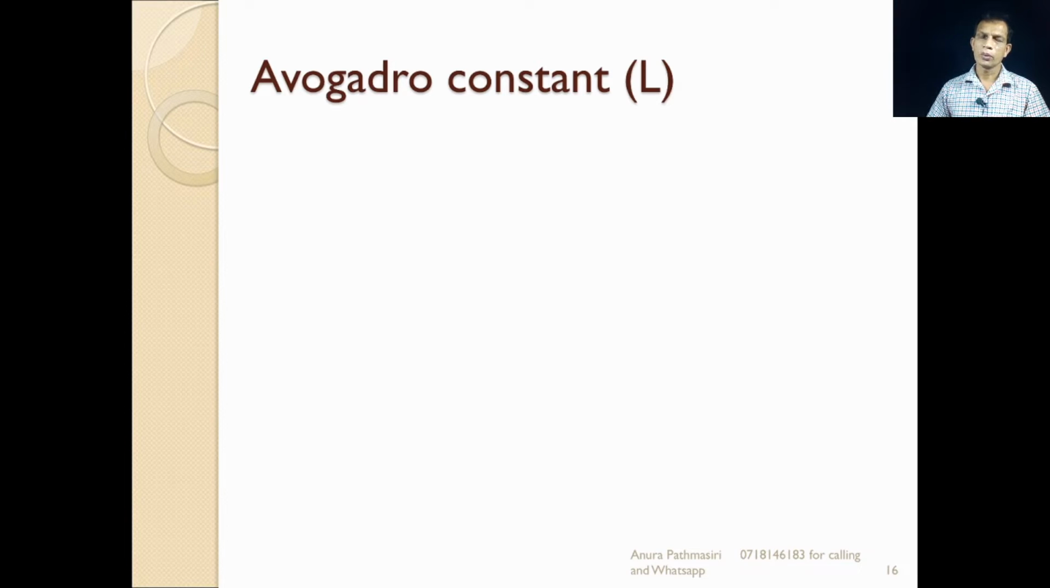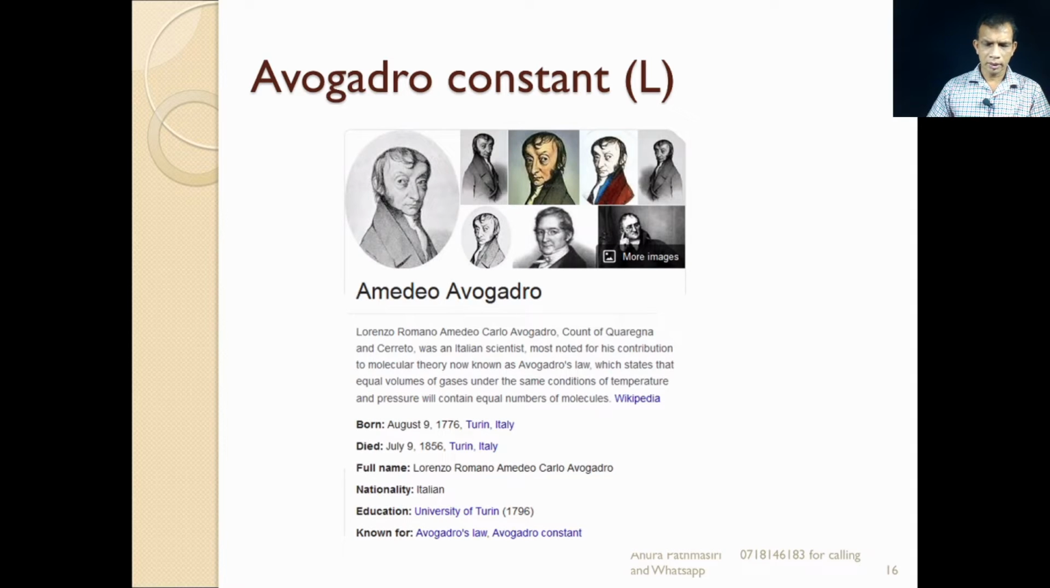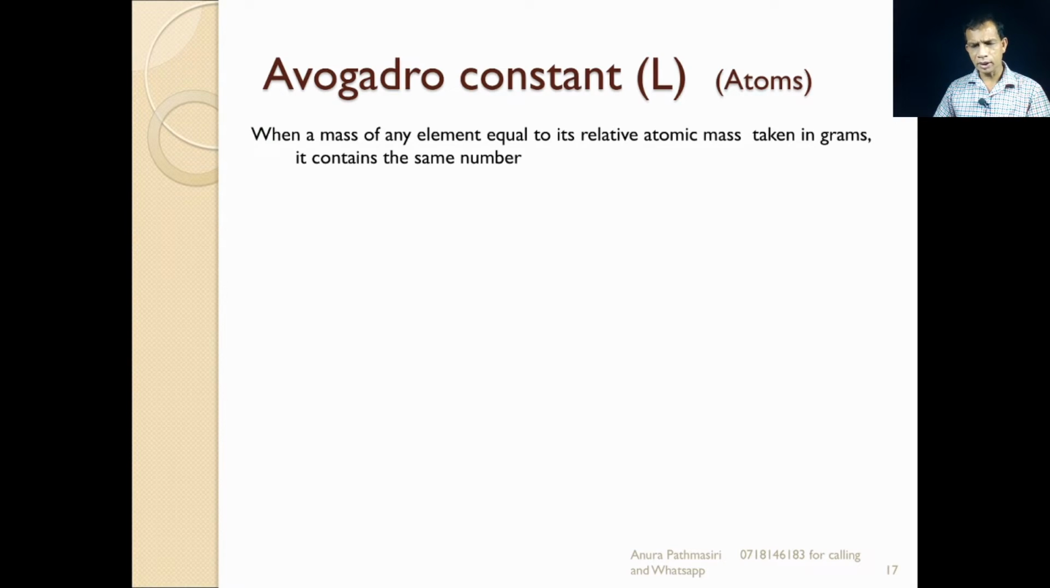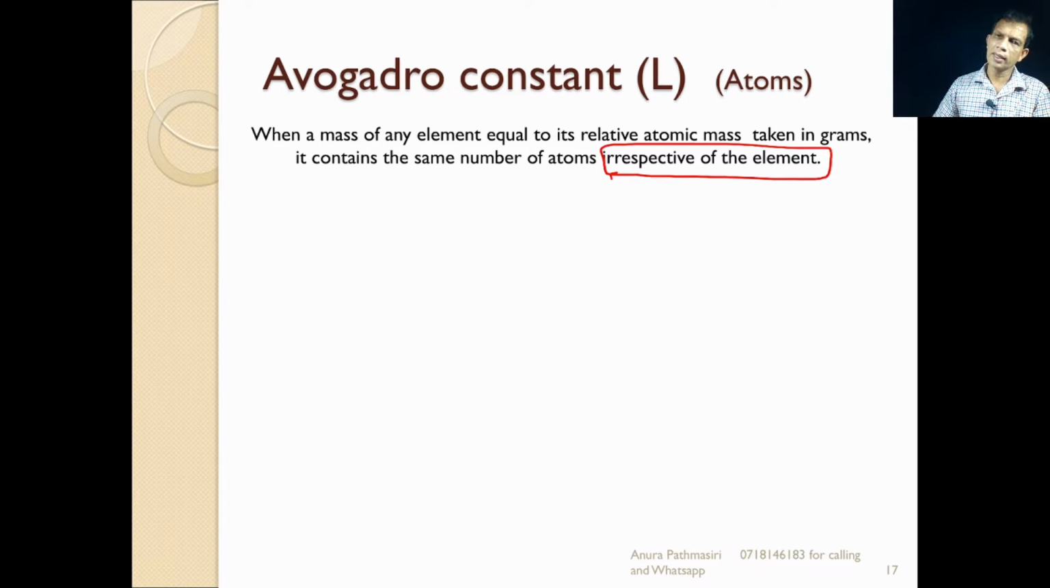Avogadro constant. What is this? Amedeo Avogadro was a scientist who observed this fantastic thing. And what is this fantastic idea? Actually, when a mass of any element equal to its relative atomic mass is taken in grams, it contains the same number of atoms irrespective of the element. What does this mean?